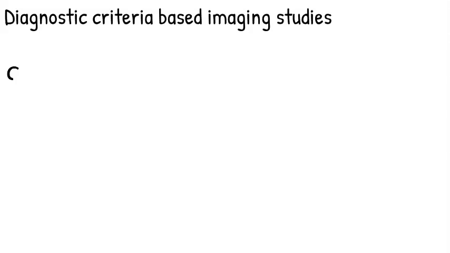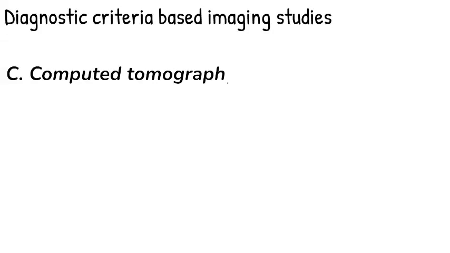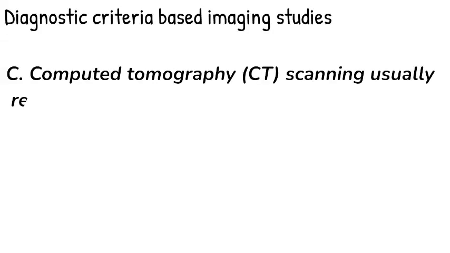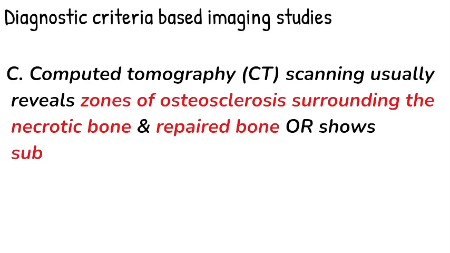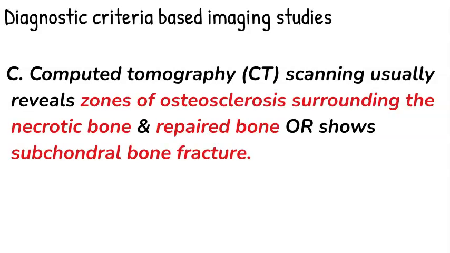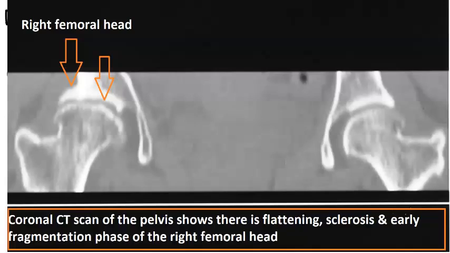C. Computed tomography, CT scanning usually reveals the zones of osteosclerosis surrounding the necrotic bone and repaired bone, or shows the subchondral bone fracture. This coronal CT scan of the pelvis shows there is flattening, sclerosis, and early fragmentation phase of the right femoral head.